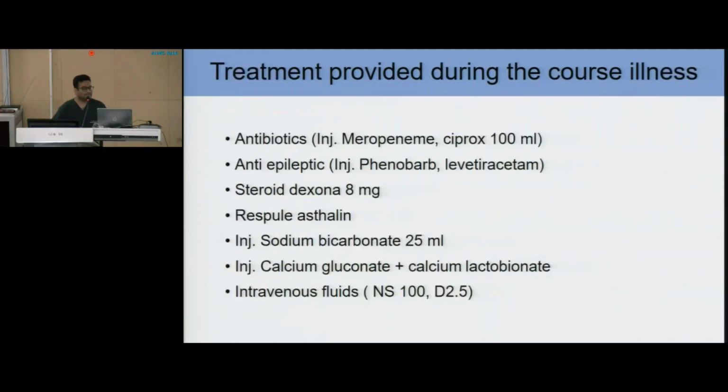These are the treatments that were provided during the course of illness. Though we didn't have any supportive document like a discharge sheet from which we can ascertain the actual dose or duration of treatment, we got this from the medical receipts that were available. So these are the treatments provided.